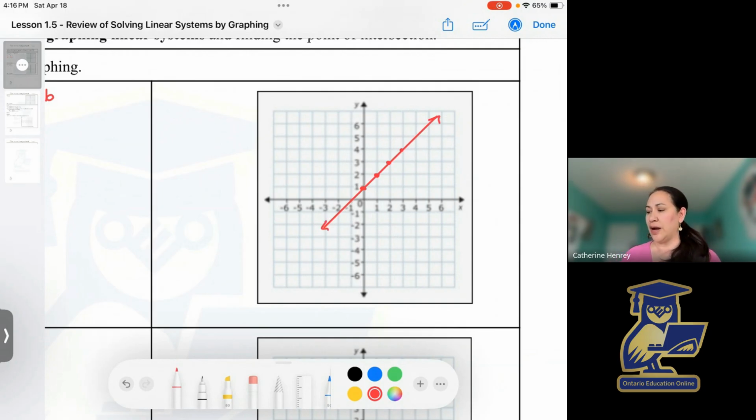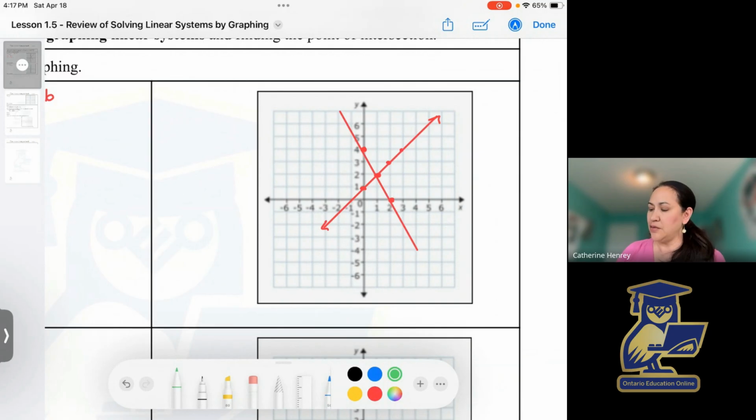Then we try to graph the second one. Our y-intercept starts at 4, and our slope is negative 2. So we're going to come down 2 over 1, down 2 over 1, and we can already see where that point of intersection is between the two equations. We'll go ahead and draw this line in. Wow, that's not a very good line, but it crosses.